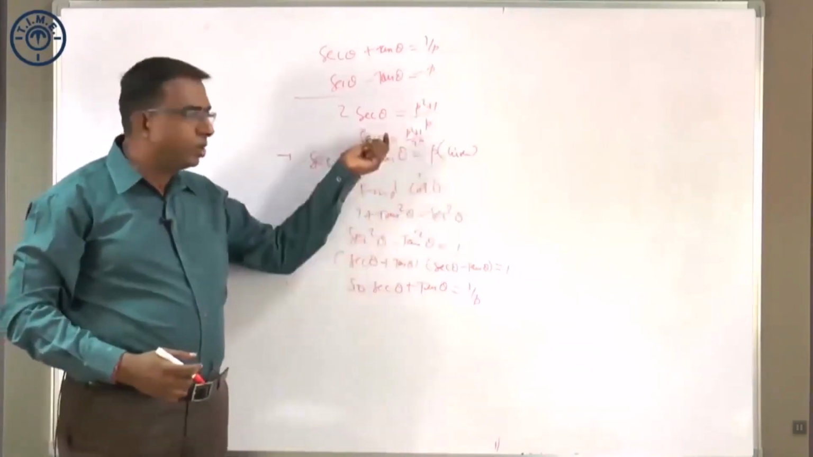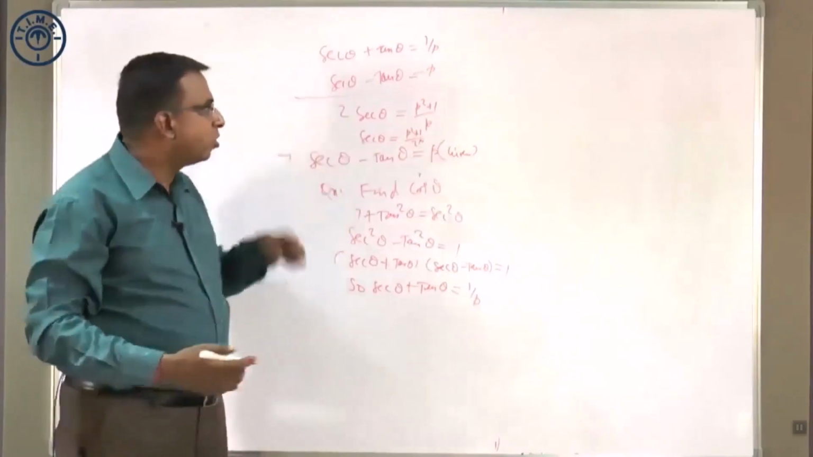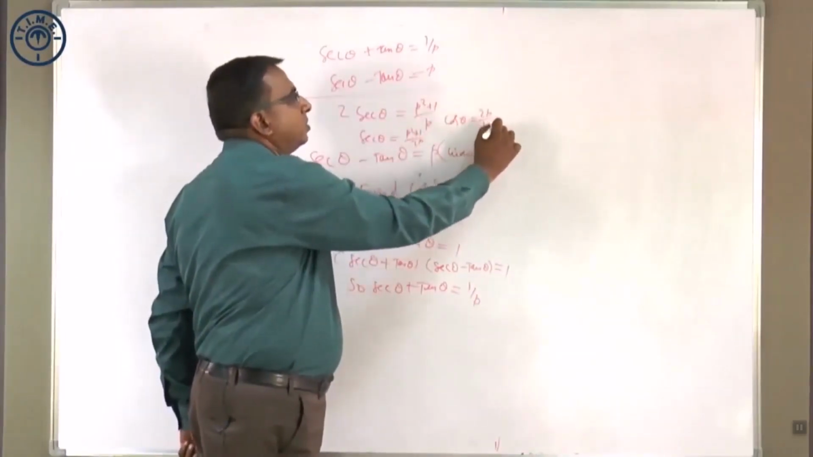Let's recall, what is cos theta when you know secant theta? After all, secant theta and cos theta are reciprocals of each other. Therefore, you could write cos theta as how much? 2p by 1 plus p square.